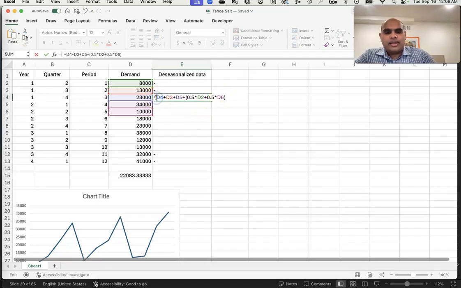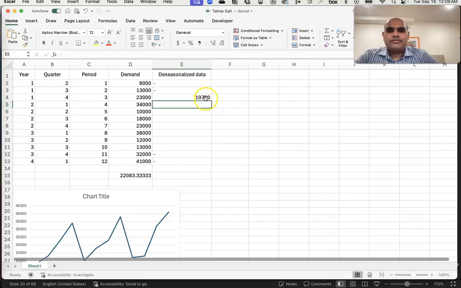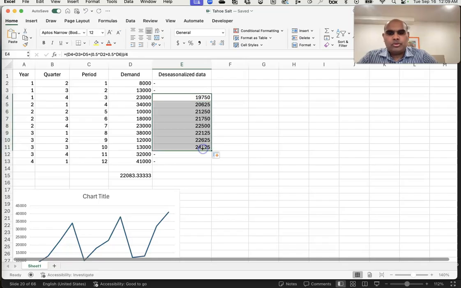So because you're calculating averages, you're going to divide this whole thing by the number of seasons, which is 4, right? So 1 data point for season 3, 1 data point for season 2, 1 data point for season 4, and then 1 data point for season 2, adding 50% from the 2 ends, right? So that gives me 19,750. Now, once I write this formula, I can just copy the formula over.